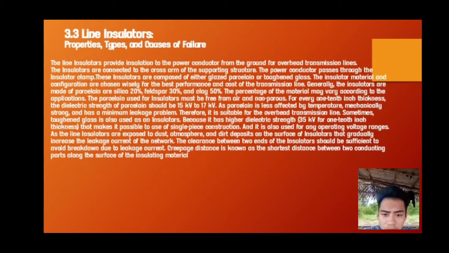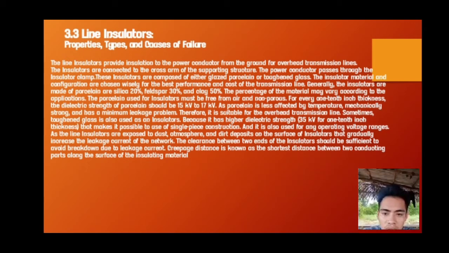Sometimes toughened glass is also used as an insulator because it has a higher dielectric strength, 35 kV for 1/10-inch thickness, that makes it possible to use single-piece construction, and it can be used for any operating voltage range. As line insulators are exposed to dust, atmosphere, and dirt, deposits on the surface of insulators gradually increase the leakage current of the network. The clearance between the two ends of the insulator should be sufficient to avoid breakdown due to leakage current.